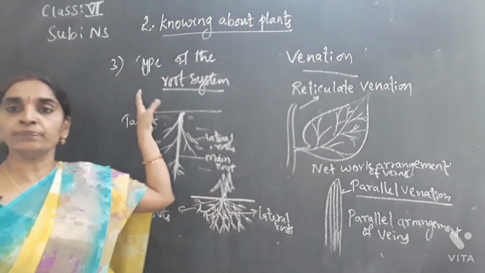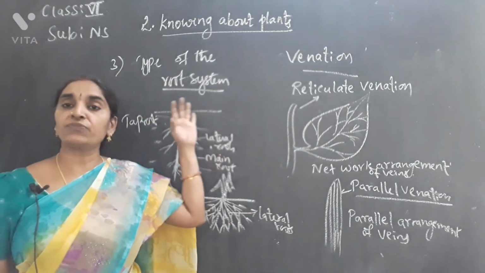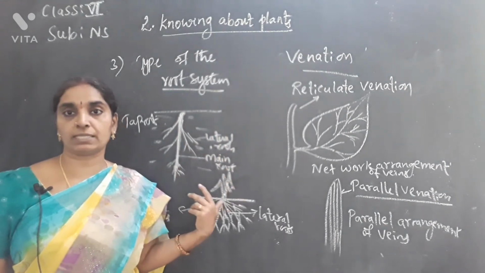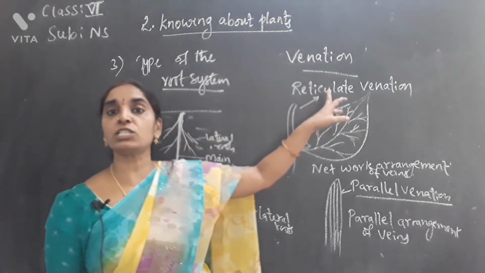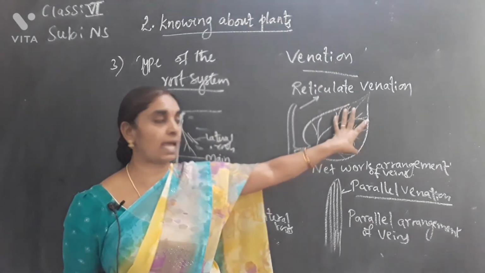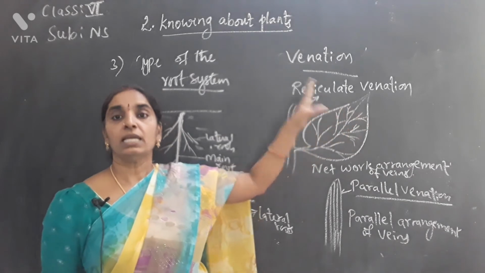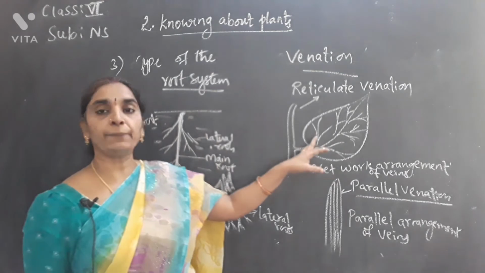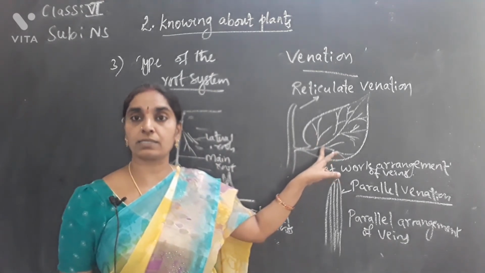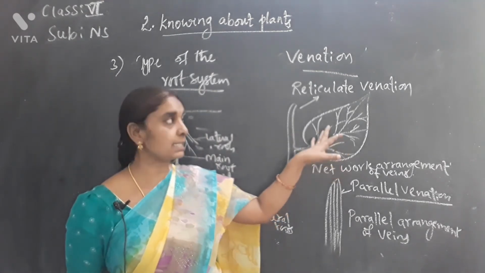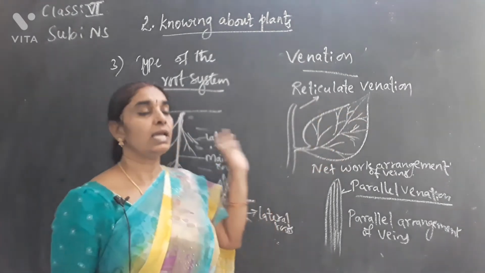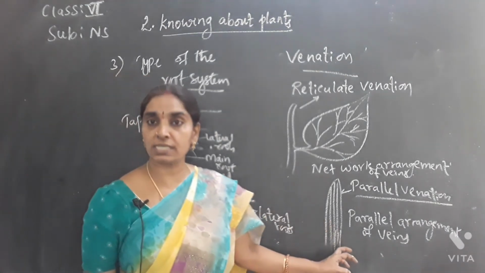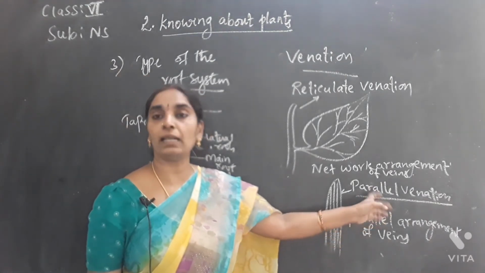What is the root system? It lies below the soil. It helps in fixing the plant firmly into the soil, and in absorption of water and mineral salts from the soil. And venation is the arrangement of veins and veinlets in the leaf lamina of a plant. If the plants have the taproot system, then the type of venation seen in the leaves of those plants is reticulate venation. If the plants have fibrous roots, then the type of venation seen in their leaves is parallel venation.